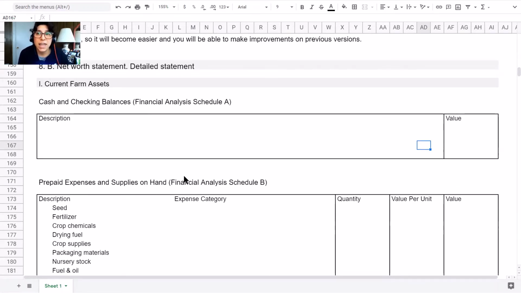Current assets are cash and other assets that you expect to receive, convert to cash, or consume in production during a business year. Remember to include cash in farm checking and savings accounts as of December 31st. And that's what we are going to be doing in this first table.